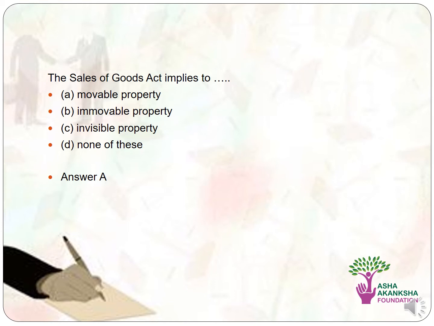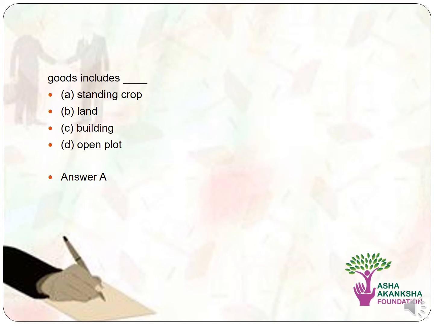The next question is, the Sales of Goods Act applies to A, movable property, B, immovable property, C, invisible property, or D, none of these. The answer to the question is option A, that is movable property. The next question is, what does a good include? Options are A, standing crop, B, land, C, building, or D, open plot. The answer to the question is option A, that is standing crop.